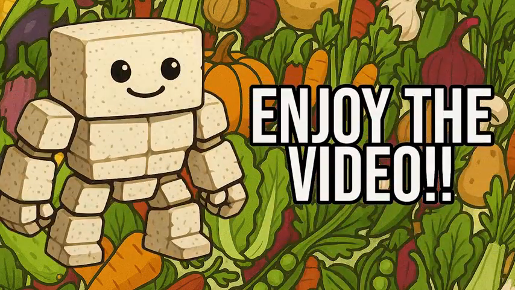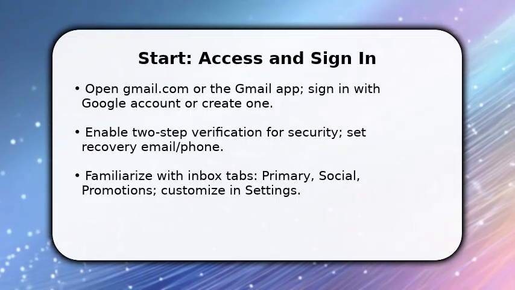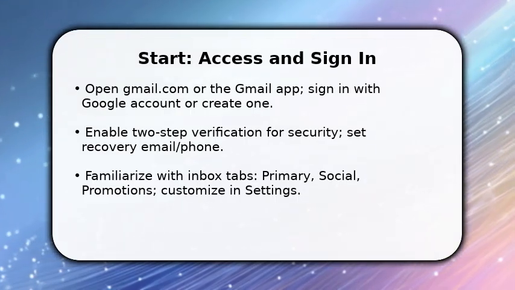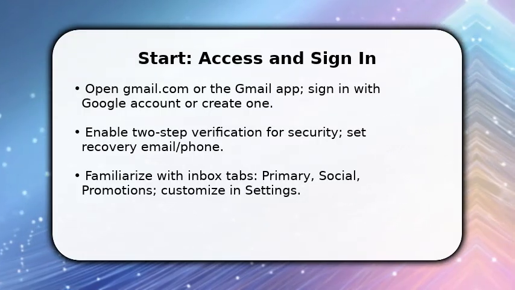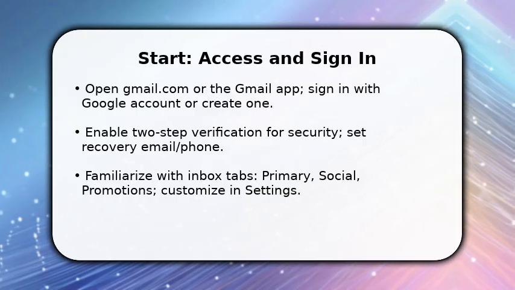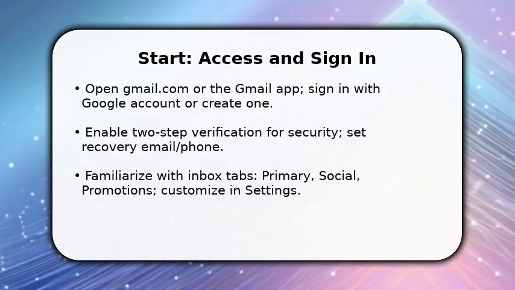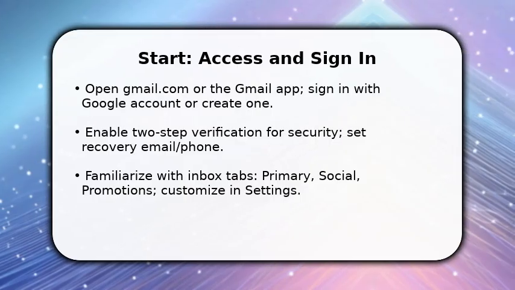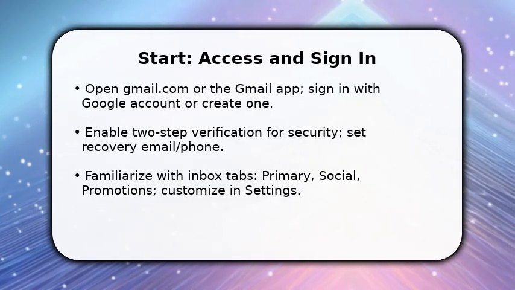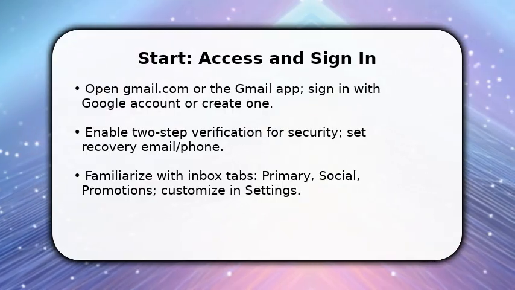You begin by opening Gmail.com or the Gmail app and signing in with your Google account. Create one if needed. Once signed in, make sure to enable two-step verification and add a recovery email or phone to avoid lockout. Next, glance at the inbox tabs, Primary, Social, Promotions, and adjust which tabs show via settings so important mail surfaces first. This reduces clutter and speeds daily triage.